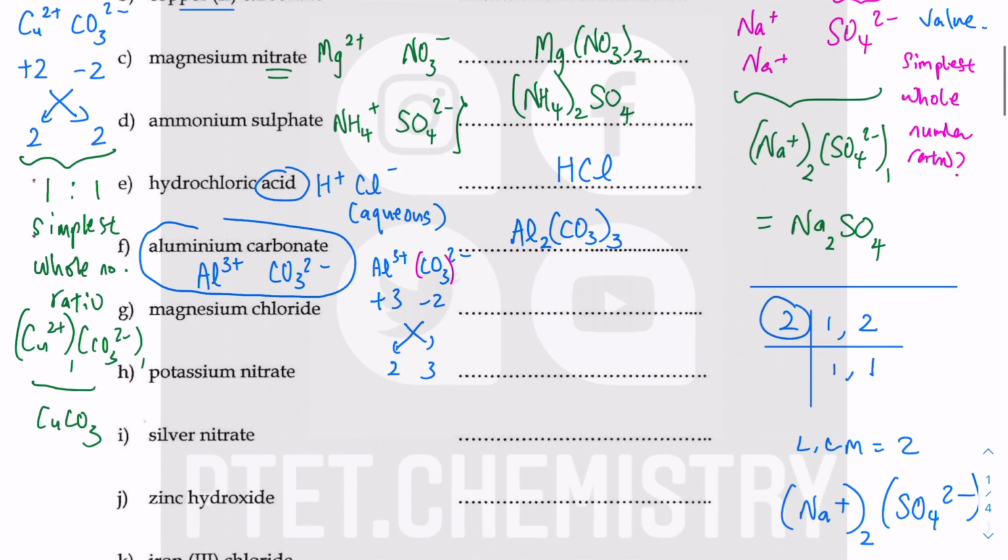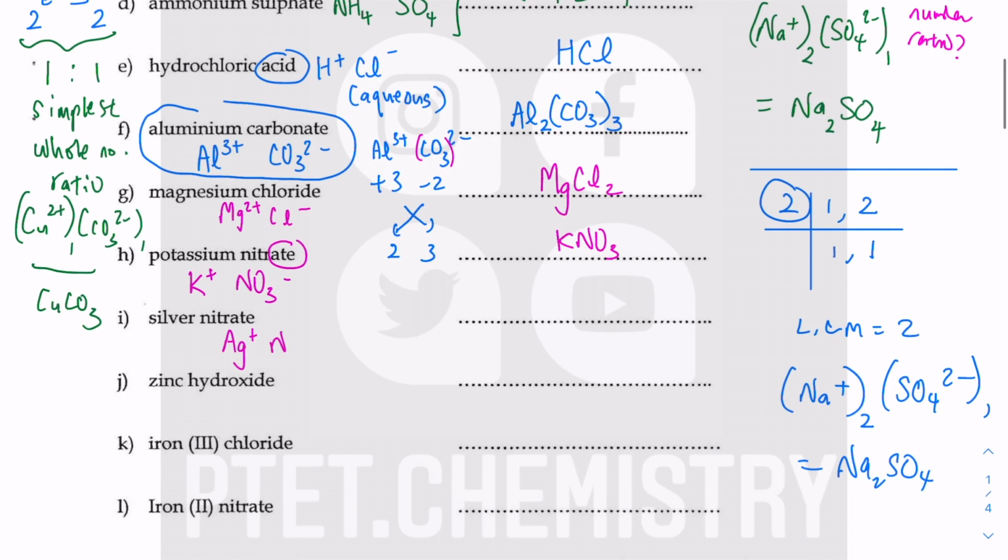Okay, magnesium chloride, Mg2+ Cl-, so it's just MgCl2. Potassium nitrate. So make sure you read the spelling carefully. It's just KNO3. Silver nitrate, silver forms Ag+ ions, nitrate. So that's just AgNO3. Zinc, zinc forms Zn2+ cation.